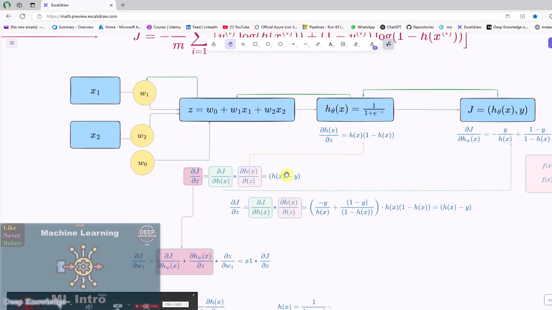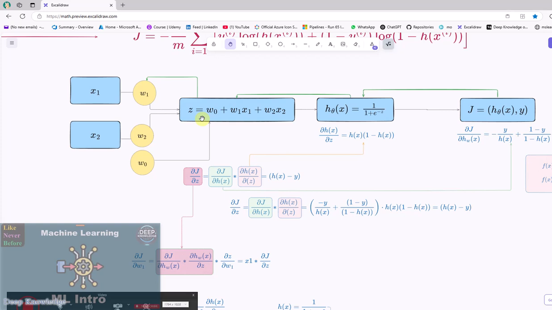Now, regarding z, we need the cost function with respect to z. And with respect to z, we need this and this one, right? And this is the output. If you see, we multiplied this by this, and this one here is the result of this term, and this is the result of this term here. If we multiply them, we will have h of x minus y.